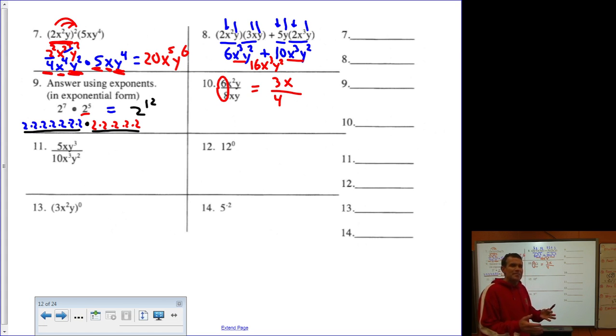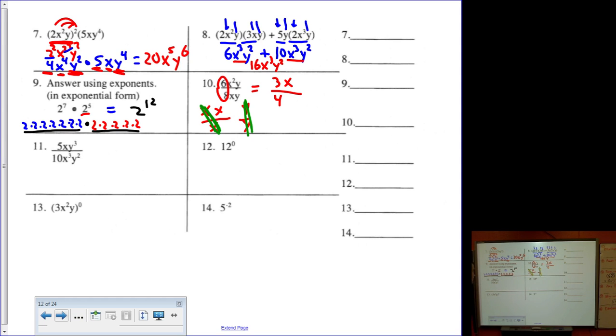And however many extra there are on top, right? There's 2 x's on top and 1 on the bottom. So that's 1 extra x on top. So I have 1 x on top. The y's have the same amount on the top and bottom. So they both cancel out. There's no y's left over. And that's your answer.